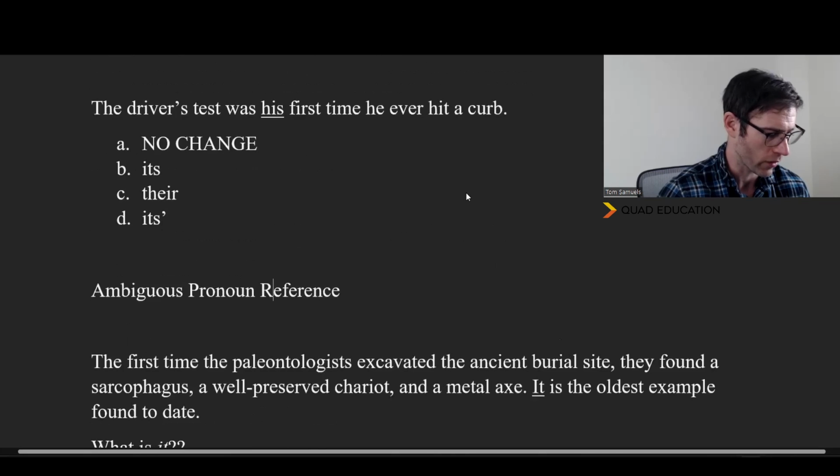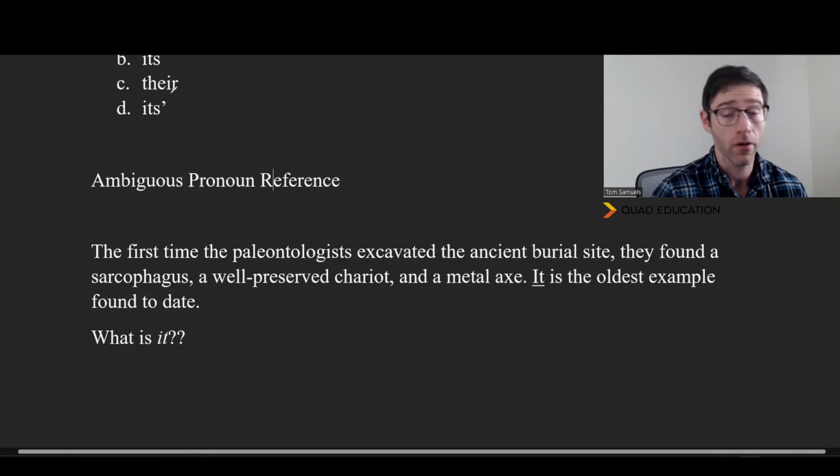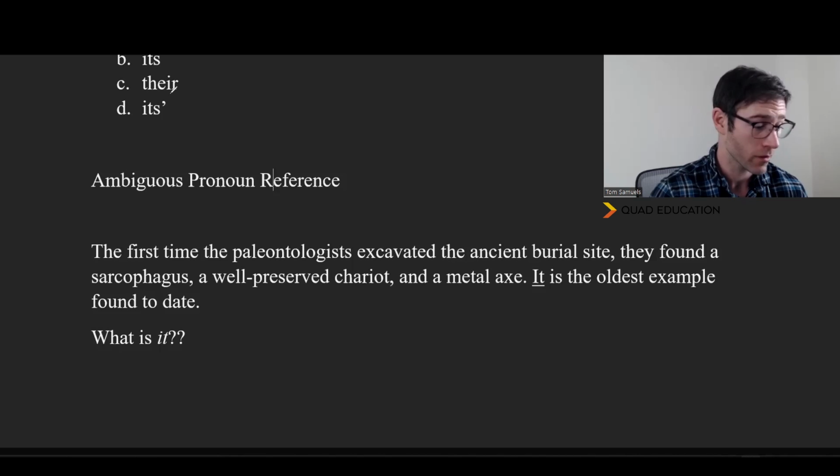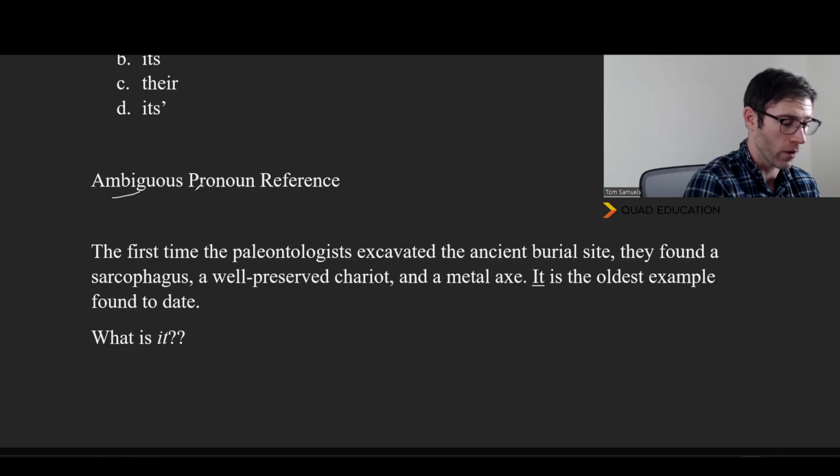So moving on to our next question type, we have ambiguous pronoun reference. And so for those of you who don't know, ambiguous means unclear. So an ambiguous pronoun reference would be to say that it is ambiguous or unclear as to what a pronoun refers to.